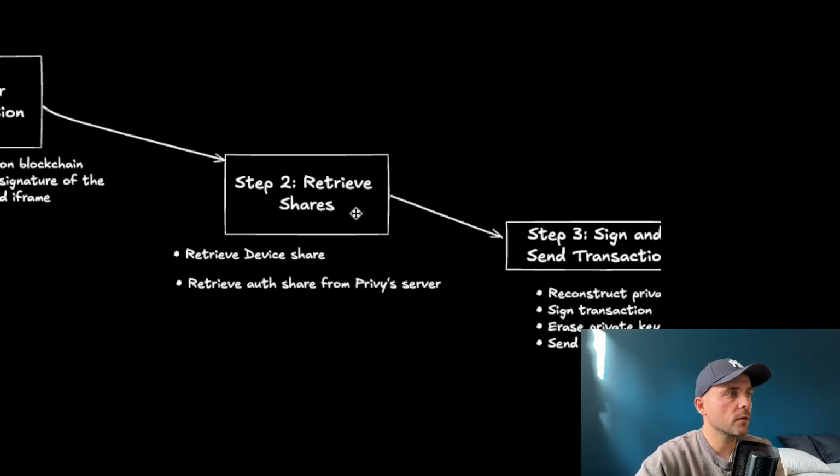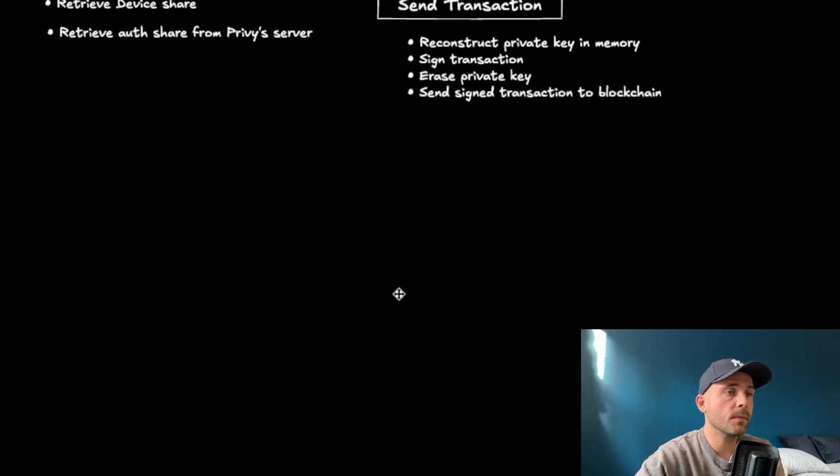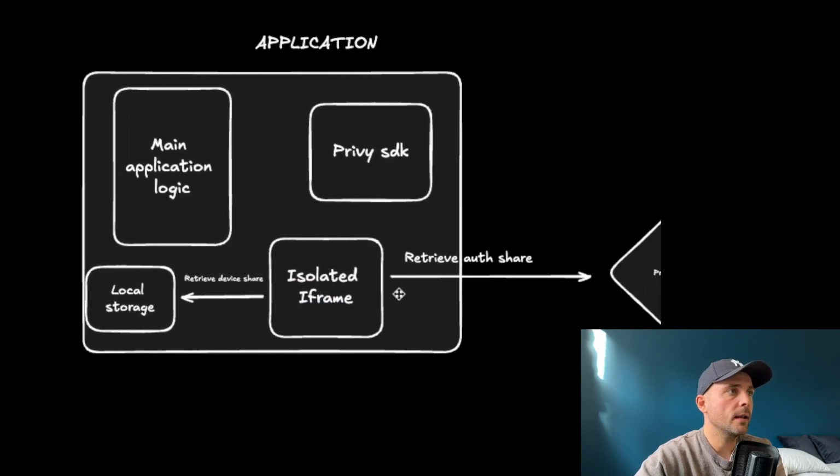So next, after receiving the transaction to be signed, the isolated iframe needs to collect at least 2 out of 3 shares in order to be able to reconstruct the private key and then sign the transaction. And it does so by first requesting the device share from local storage. And second, since the user is successfully authenticated, it is able to retrieve the auth share from Privy servers.